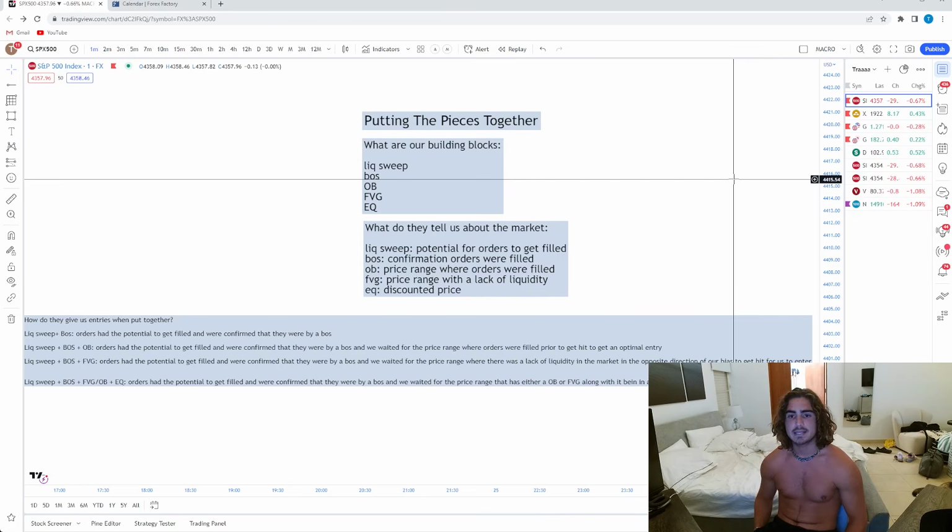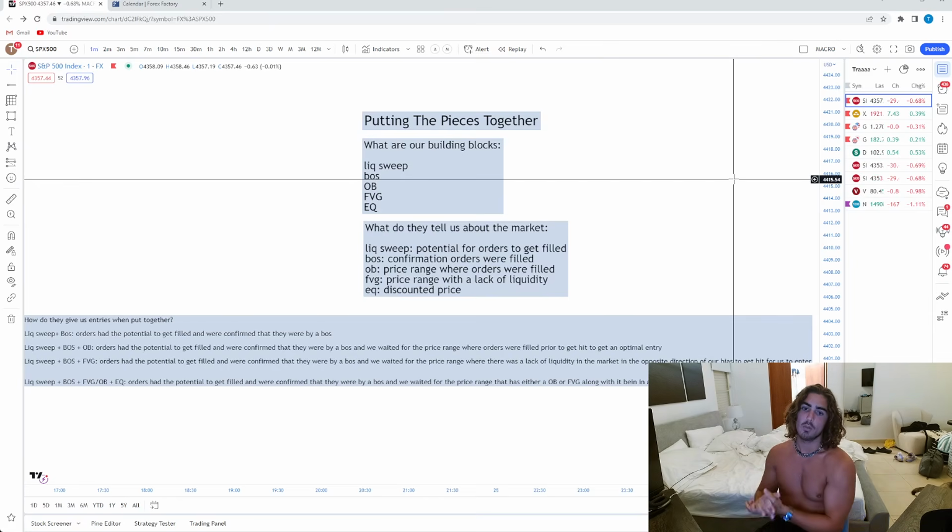Okay, next, what do they tell us about the market? What do liquidity sweeps tell us about the market? Liquidity sweeps show us the potential for orders to get filled, right? It just means a high or a low getting taken out. We don't know whether it's confirmed yet, right? And how do we get confirmation? Next one, break of structure. What does break of structure tell us? Confirmation that orders were filled and we see a market structure shift, right? If we're in an uptrend and we see a liquidity sweep and then a break of structure to the downside, it's pretty safe to say that smart money orders got filled and we're going to go in the opposite direction.